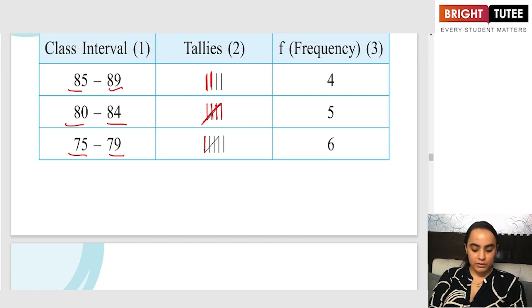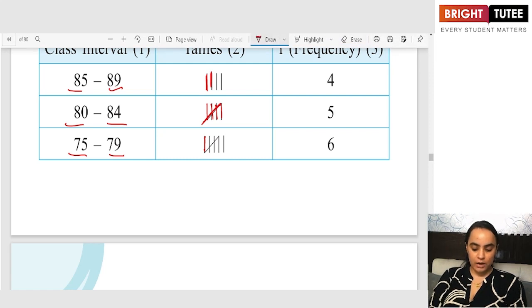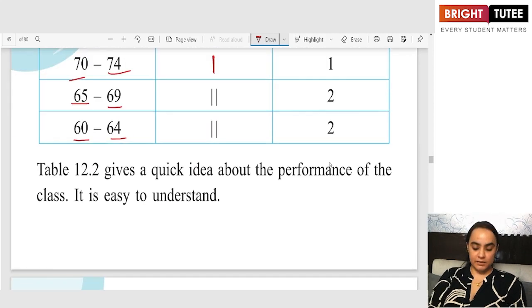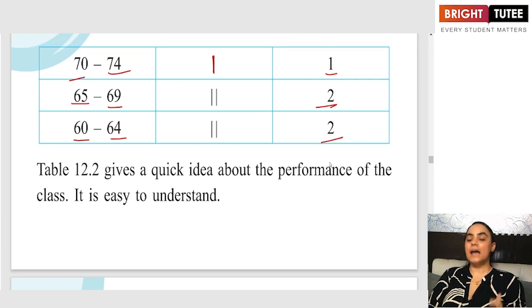After you have put the tally marks, what will you do now? Calculate. 1, 2, 3, 4. My frequency is 4. This is 5 straight away, this is 5 plus 1 extra, so 6. Next, 70 to 74 is just one tally mark, so 1. 65 to 69, 2. 60 to 64, 2. This is how we tabulate the data.